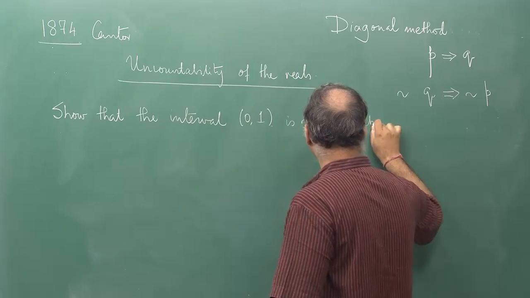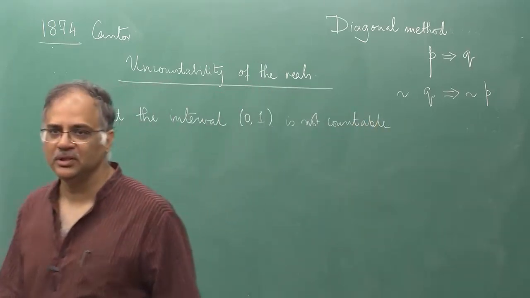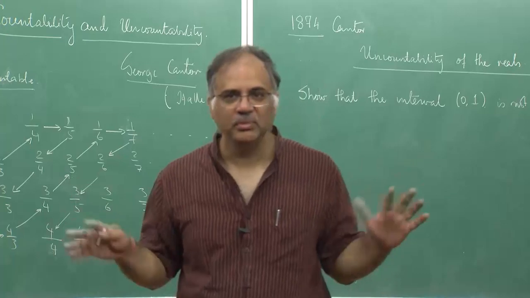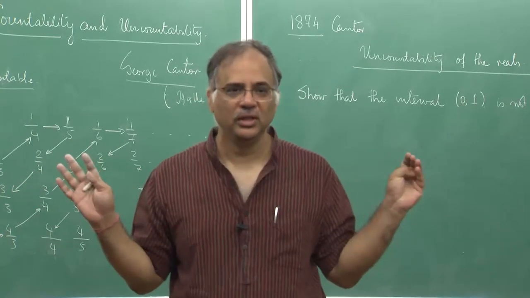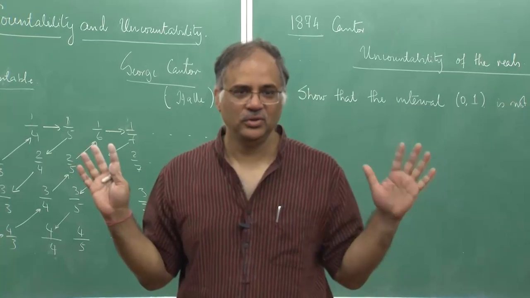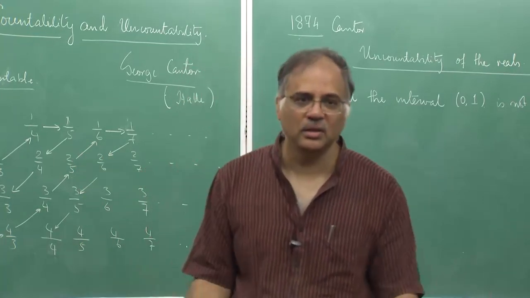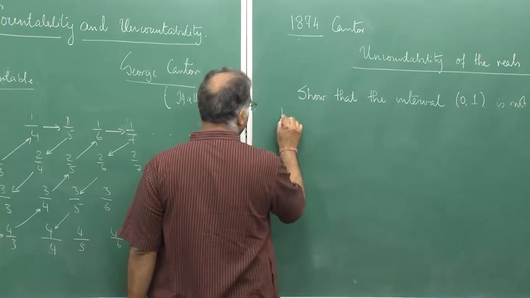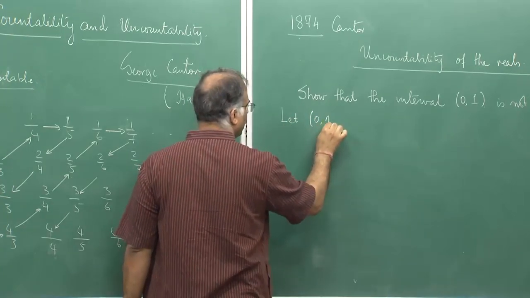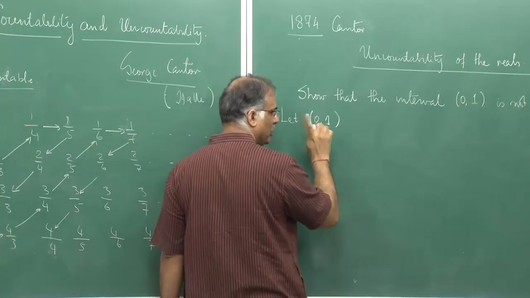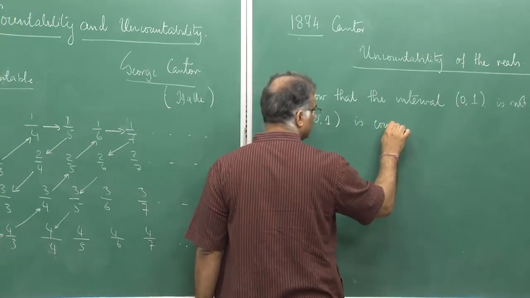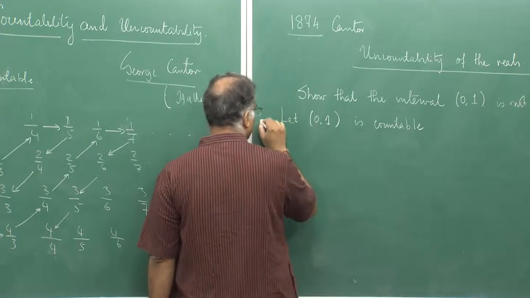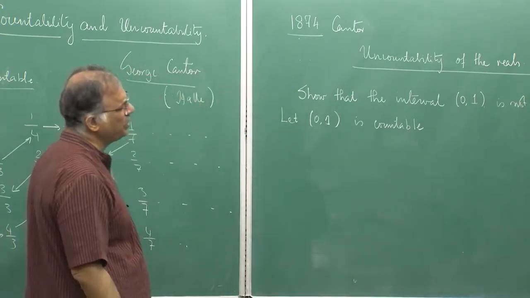Like many proofs in mathematics, one of the most important tricks of the mathematician is to prove by contradiction. That is, you say that your statement is wrong. Whatever you want to prove is incorrect. So you start with the incorrect hypothesis and then show that there is some contradiction. So here we assume that the set (0, 1), remember (0, 1) means 0 and 1 are excluded, is countable. So we are starting with this presumption.